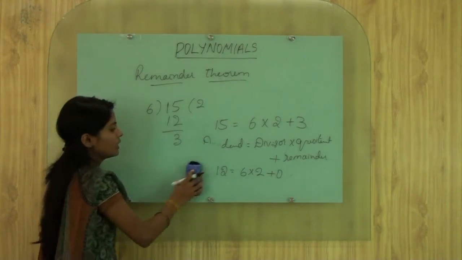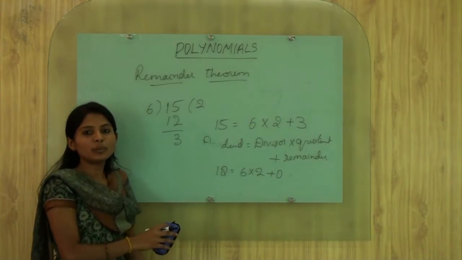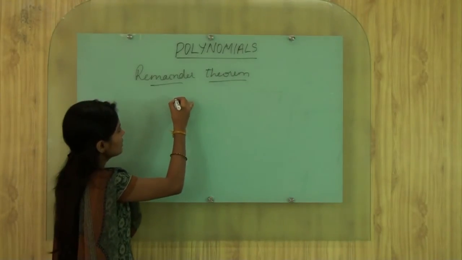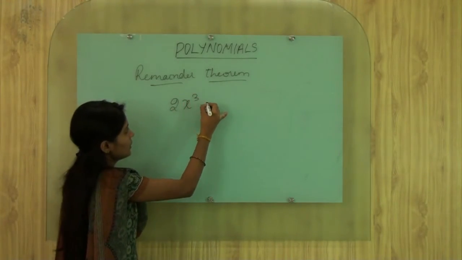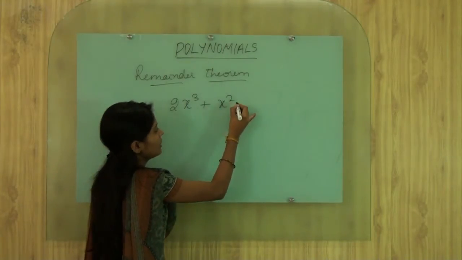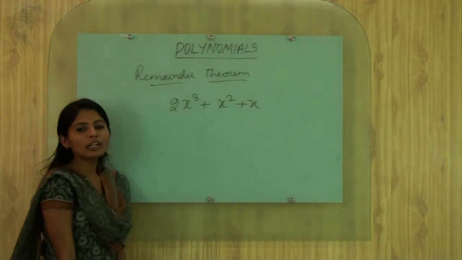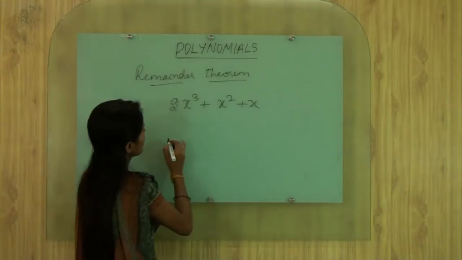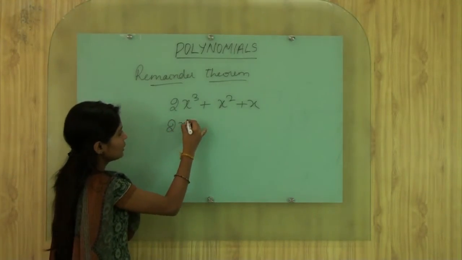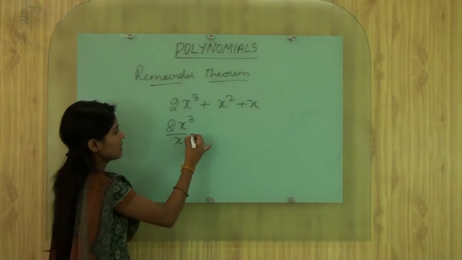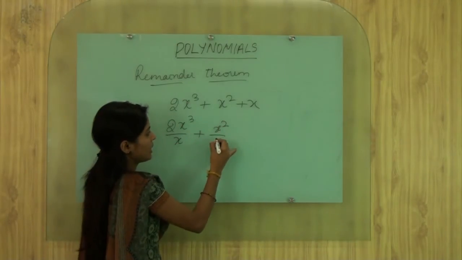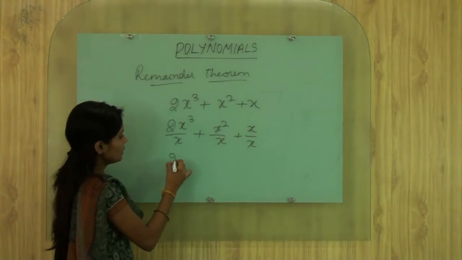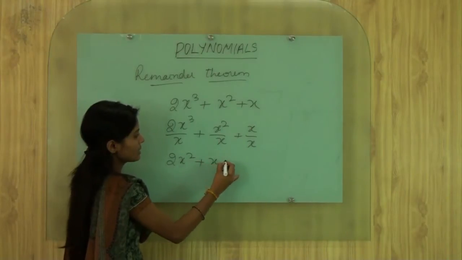Here the question is, can we divide a polynomial by another polynomial? Yes, we can. Let's see. Let's consider 2x cube plus x square plus x as a polynomial. We can divide it using the polynomial x. So if we divide it, what do we get? 2x cube by x plus x square by x plus x by x. So we got the values 2x square plus x plus 1.